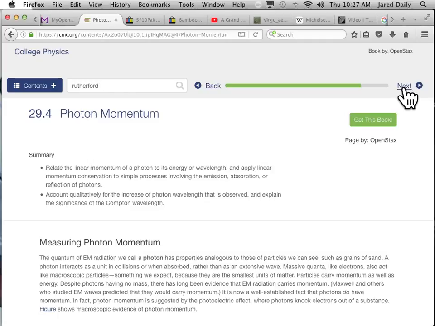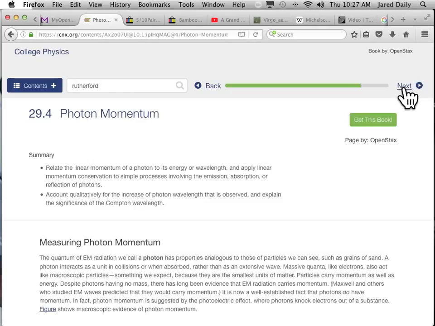Okay. Now, momentum. This is where it starts to get weird. How can something that has no mass be a particle? Well, we've decided that it's a particle because energy comes in certain amounts, certain sizes of energy, certain amounts of energy. Okay, fine.